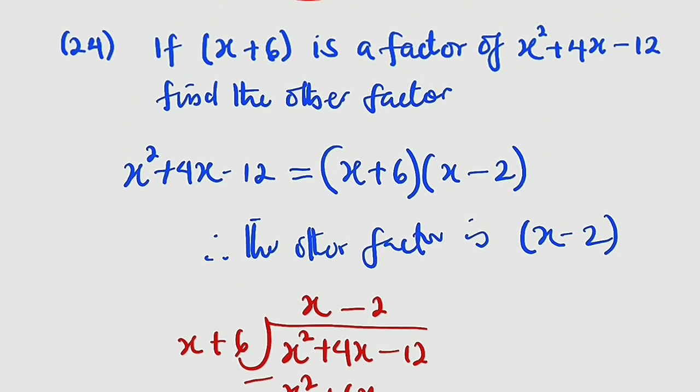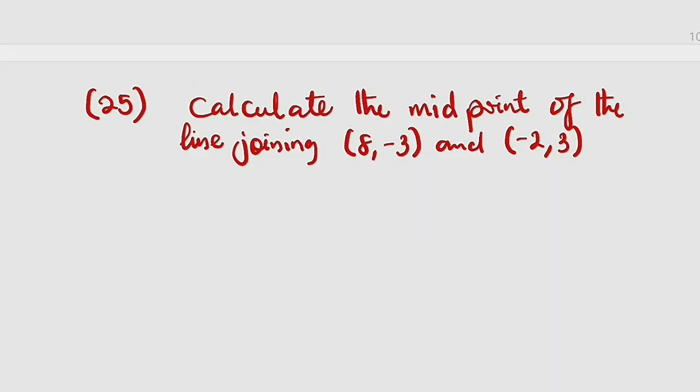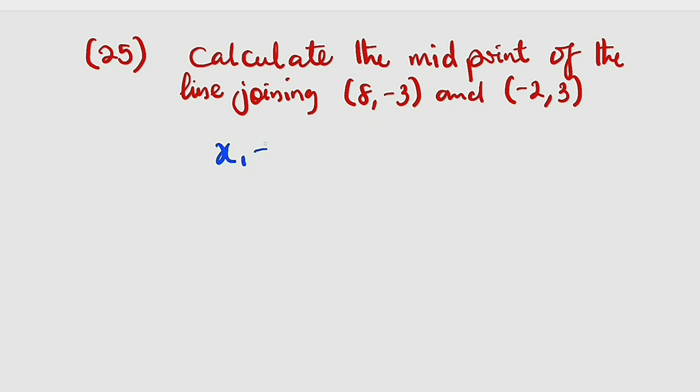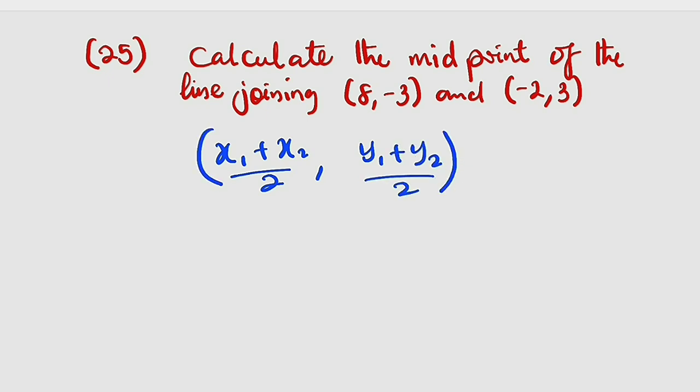Now let us move on to question number 25. Question number 25, we are asked to calculate the midpoint of the line joining the points 8, negative 3 and negative 2, 3. The midpoint is x1 plus x2 divided by 2, comma, y1 plus y2 divided by 2. This will be the point, the midpoint connecting these 2 points.